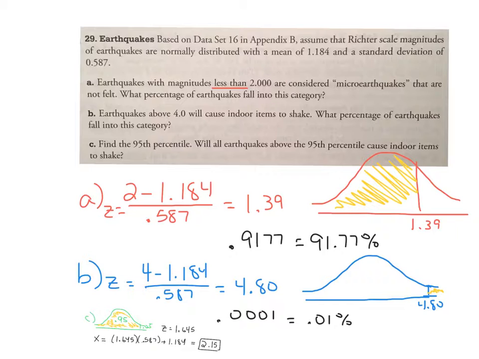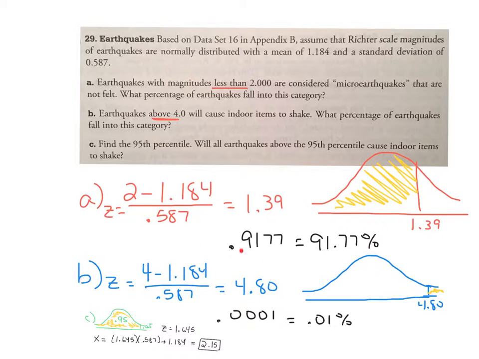Part B says earthquakes above 4.0, the keyword being above, will cause items to shake. What percentage of earthquakes fall in this category? It's asking me for the percentage that falls in that category. Easy for me to say. I'm stumbling all over the place.